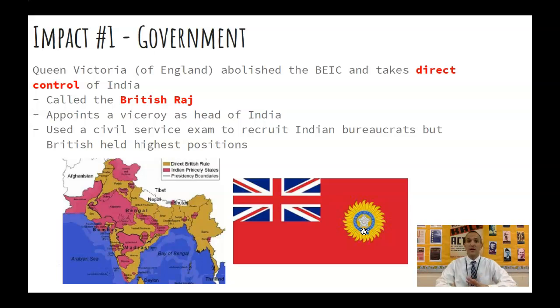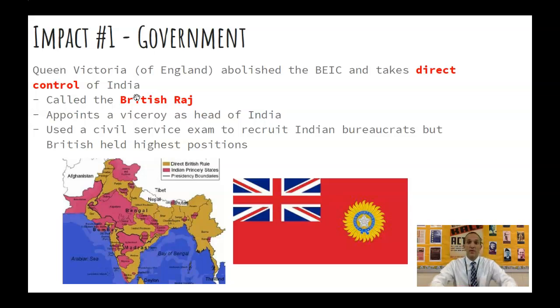It's done. Joint stock company mercantilism from the 1500s is done. We, the British Crown, are taking direct control over India. And they're going to call it the British Raj. This is the name that the British give India at this time: the British Raj. The Queen is going to appoint a viceroy, similar to what we saw during the Age of Exploration in Spanish Latin America, as the head of India, directly appointed by the Crown.